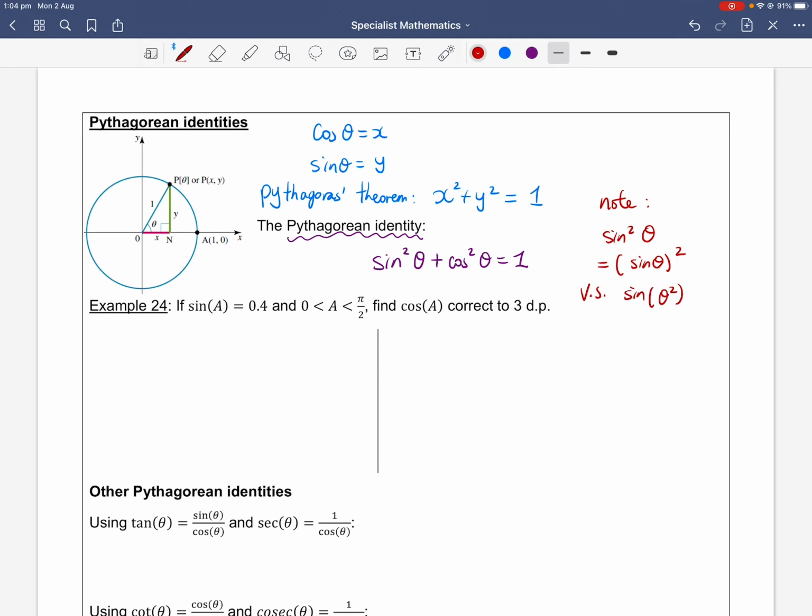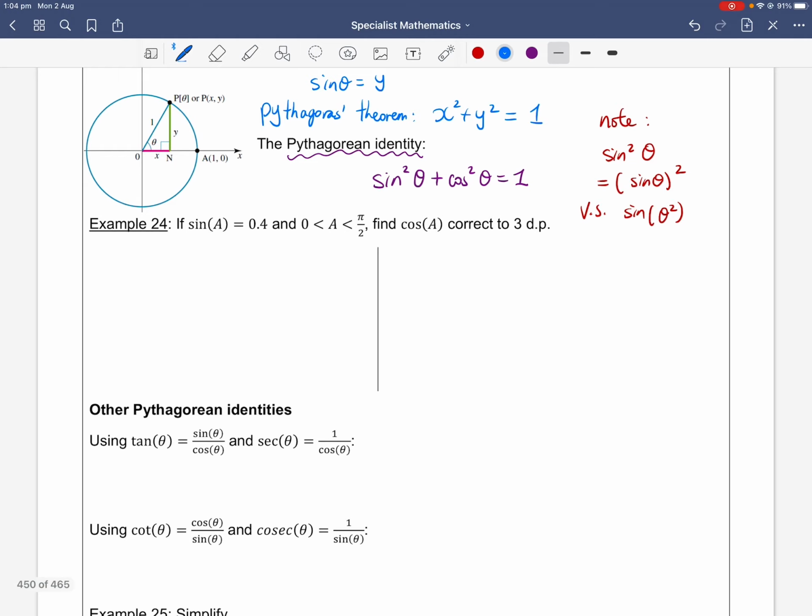Now let's have a look at example 24. It says here that if sine of an angle A is 0.4 and A is in quadrant 1 between 0 and pi on 2, we need to work out what cos of A is to 3 decimal places. So we can use our Pythagorean identity.